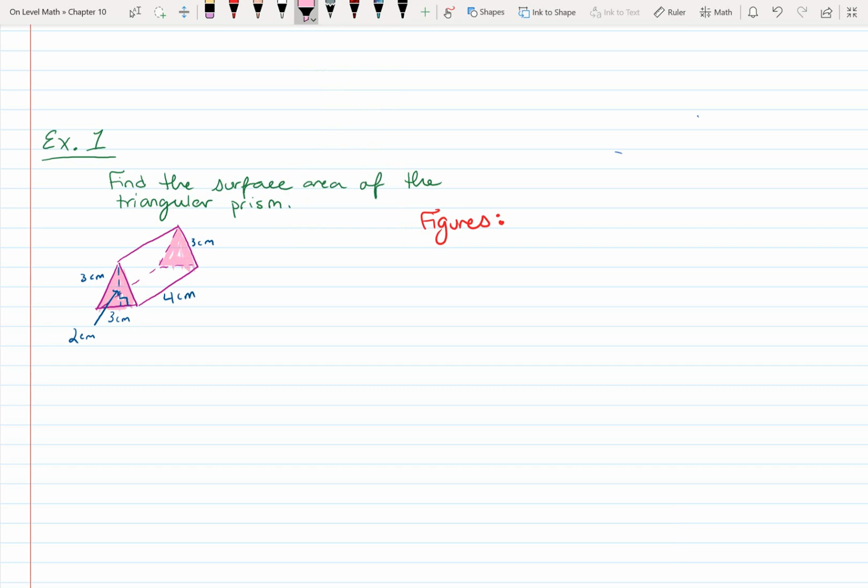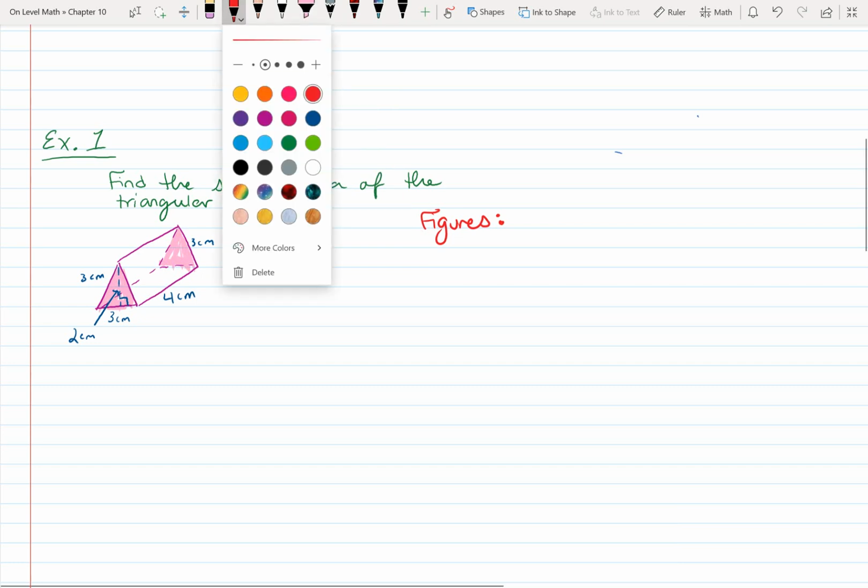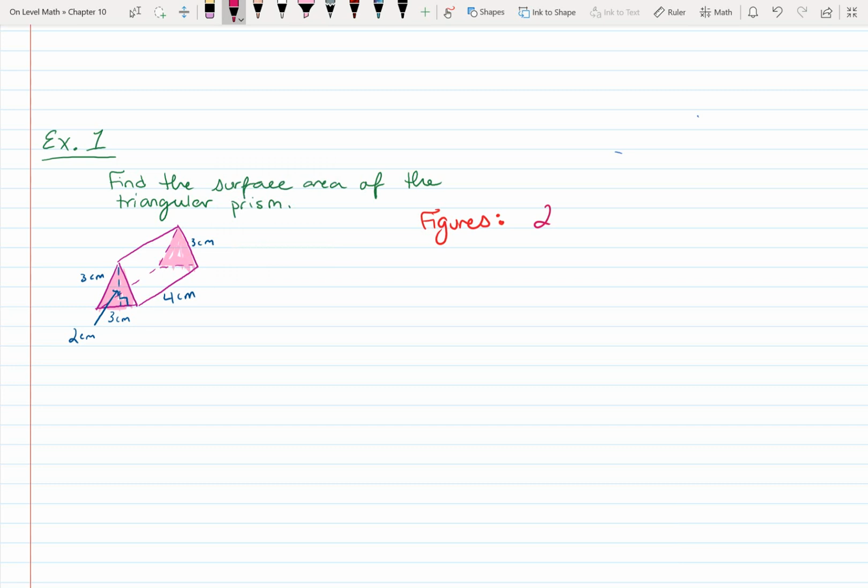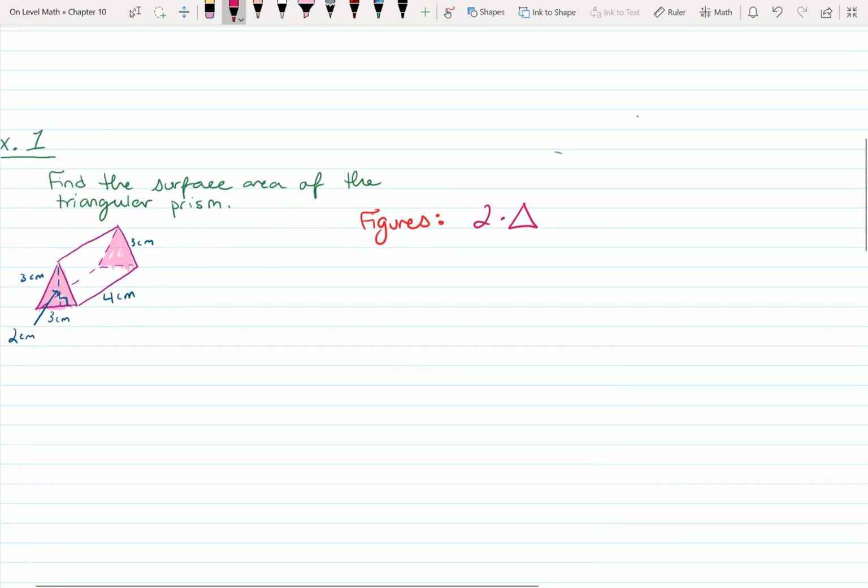So my first step is to write 2 times a triangle. So we've got one triangle. If we multiply it by 2, that will give us the area of both of them together. Then we also need to add the area of a side. And since it's an equilateral triangle, 3, 3, 3, then all of these sides are going to be the exact same. So if we find 1 and then multiply it by 3, we'll be good.